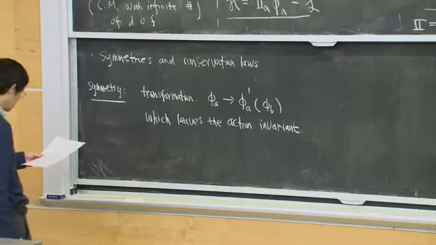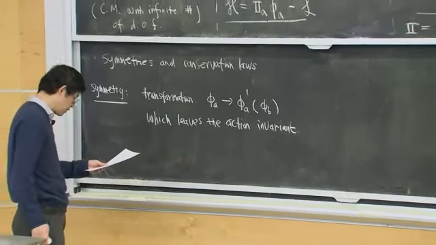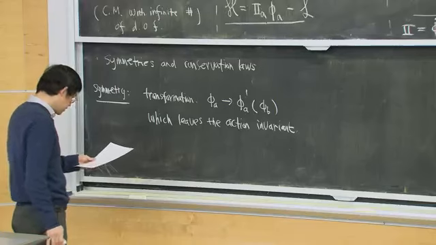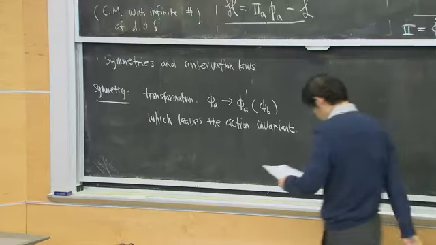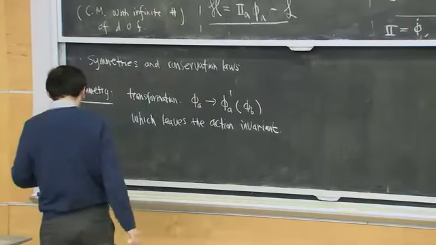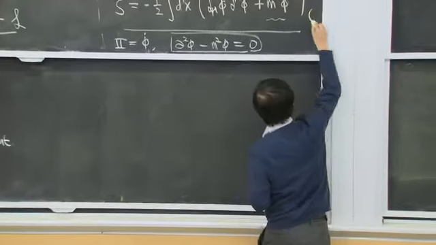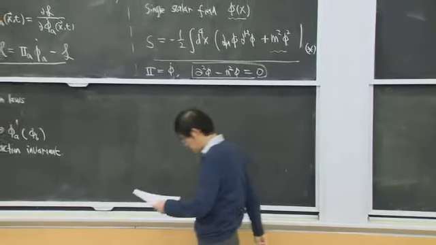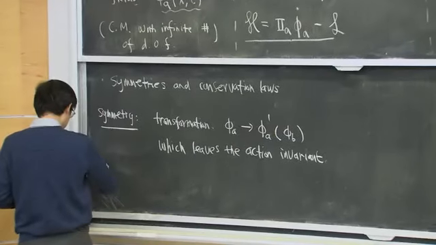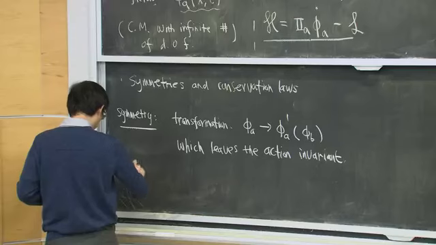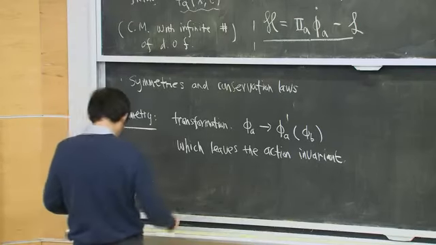So whenever this happens, we say this is a symmetry. So for example, in this example, let me give a label to this equation. Let me call this equation star. So in the example of star, say for example the symmetry includes translation.